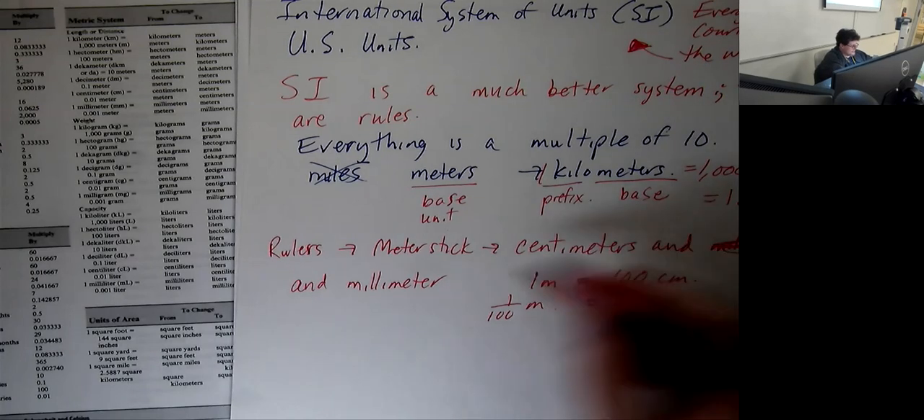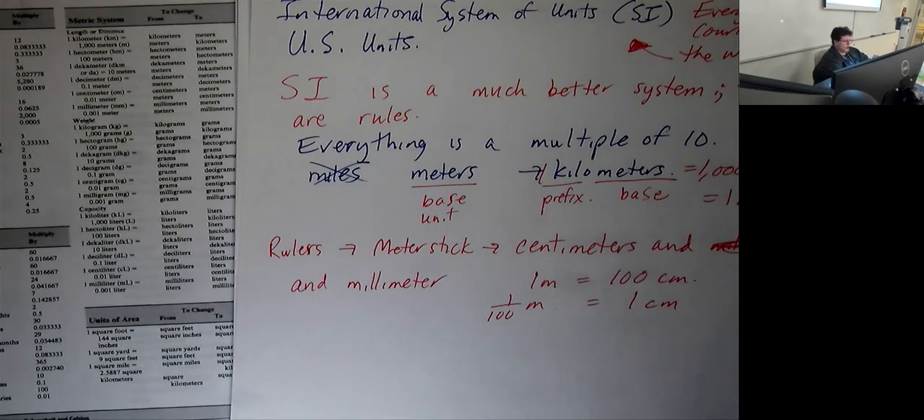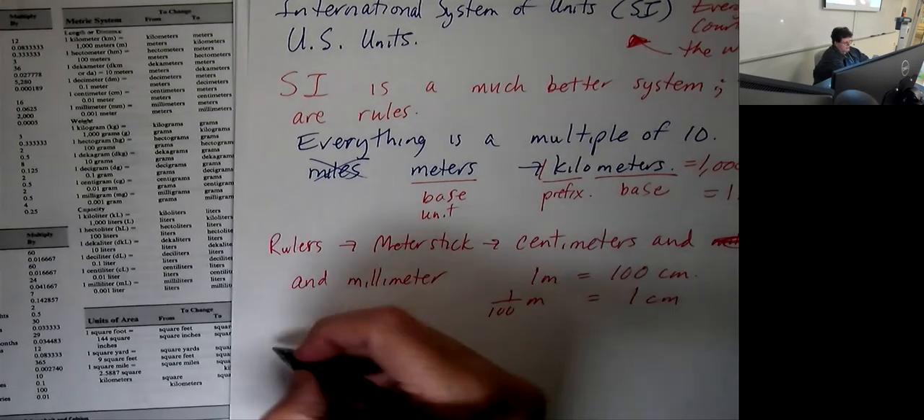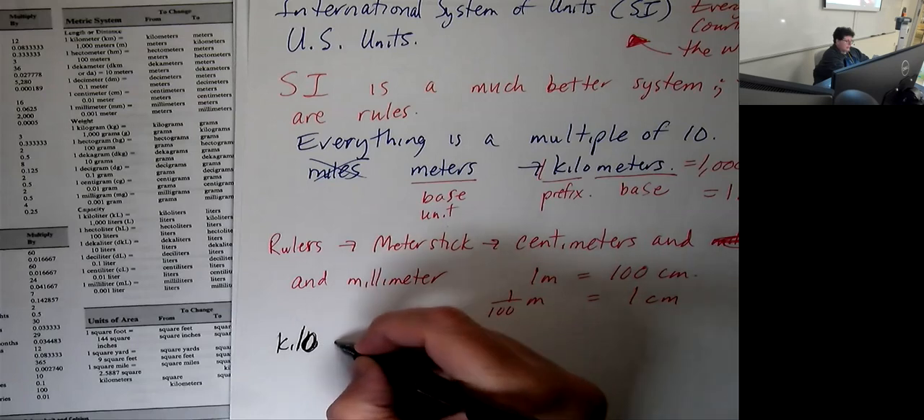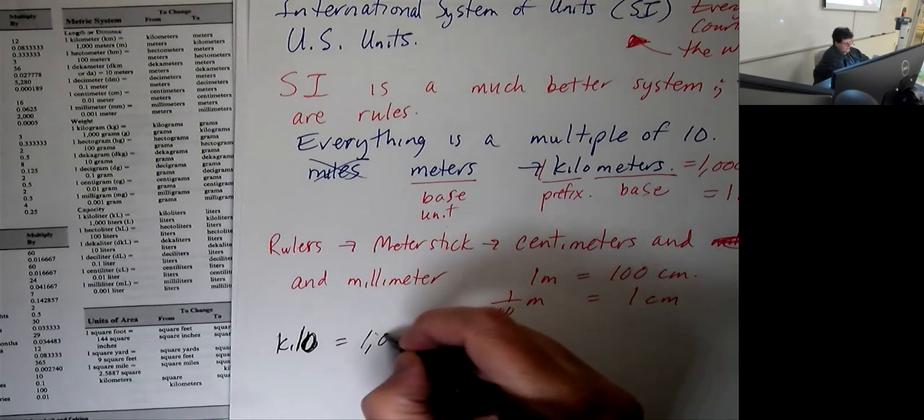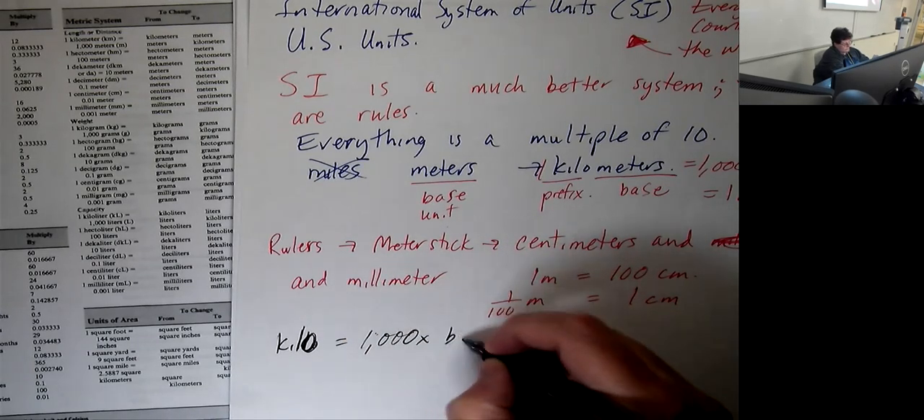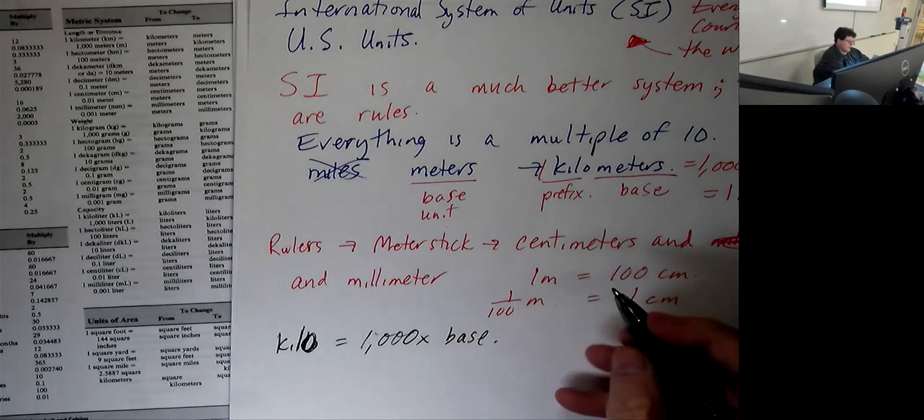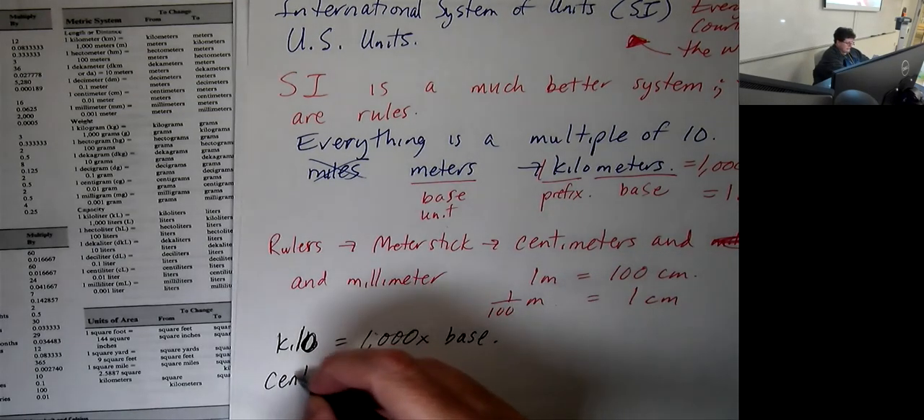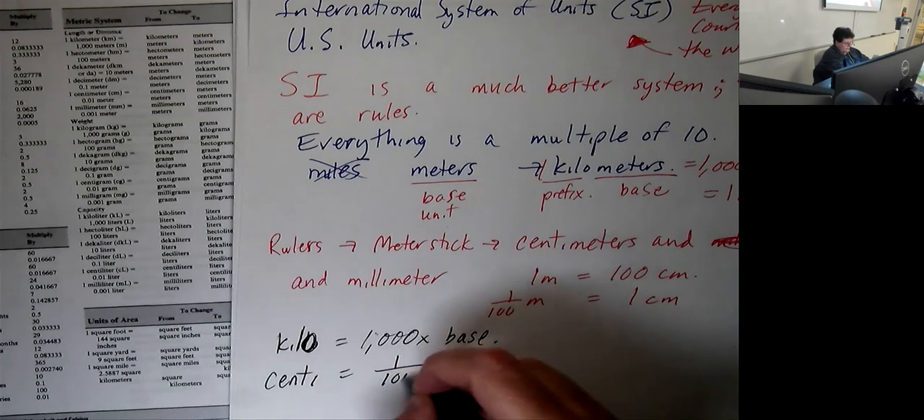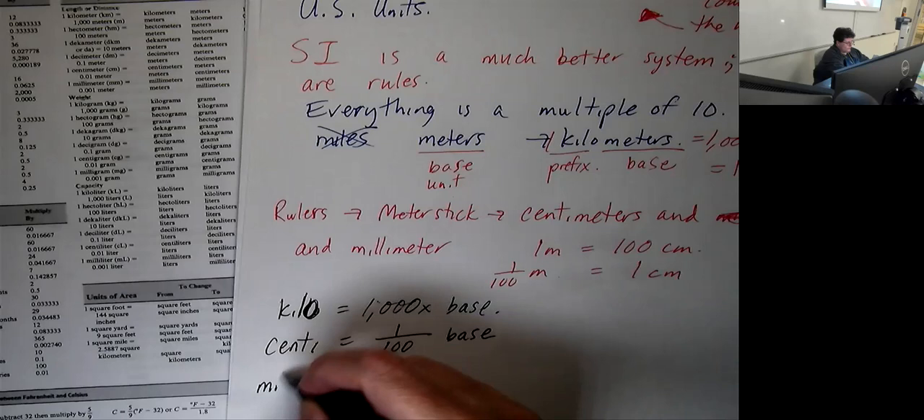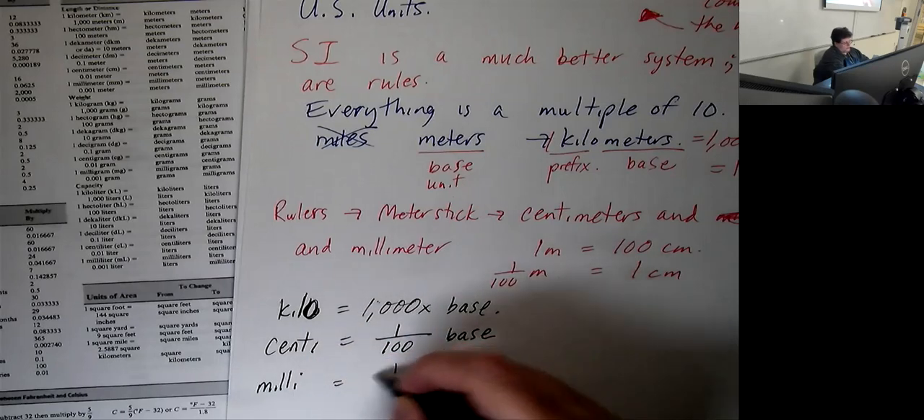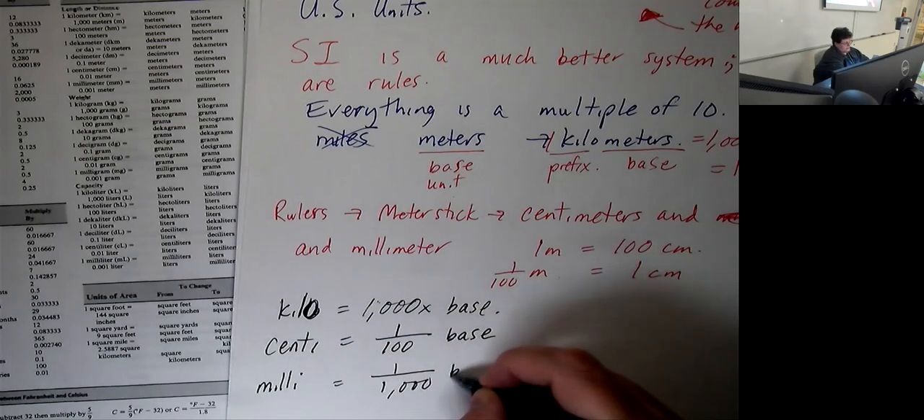So these are all distance measures. So kilo, just one L, means 1,000 times the base. Centi is 1/100th of the base. Milli, these are the common ones you'll see, is 1/1000th of the base.